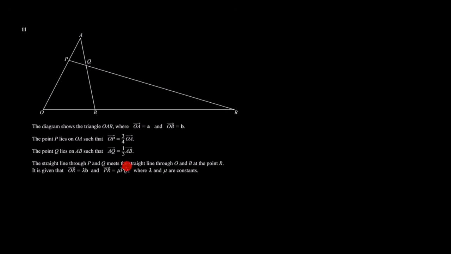Okay, so we want to go OR. Well, the vector PR is mu lots of the vector P to Q. So what can I do? Firstly, how can I go from O to R? Well, I could go O to P, and then I can go P to R. So OR is O to P, and then after that, it's P to R. But wait a second, we're told in the question that the vector P to R is the same thing as mu times PQ, so we can write that.